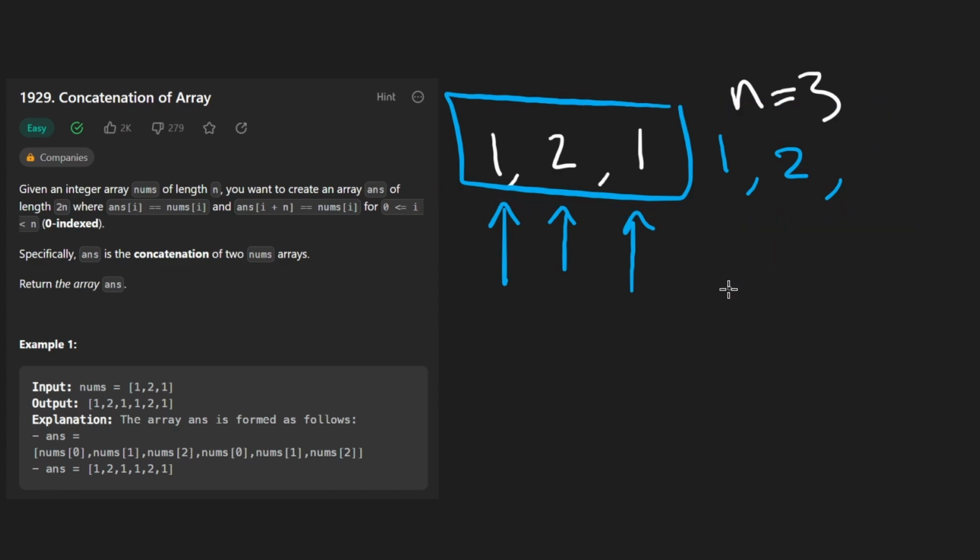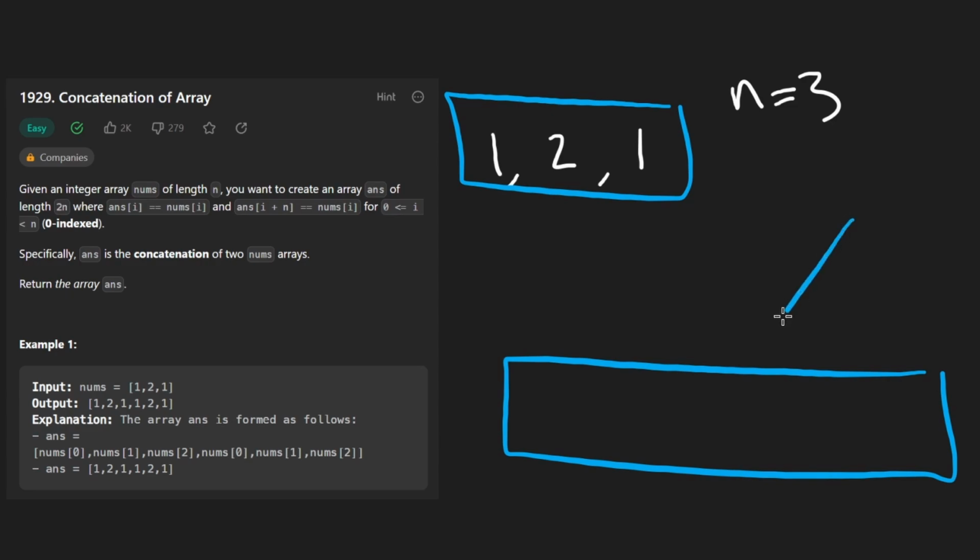Another approach would be to actually create an output array. Initially, it would be empty. I'm just drawing it this way because I know this is how much space it's going to take. But initially, it would be empty. We take each value and append it to the array. So 1, 2, 1. And in this case, we want a concatenation. So we would do this once and then we do it twice. So now we'd add 1, 2, 1.